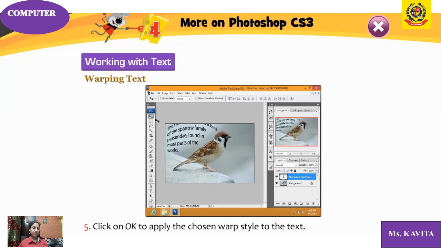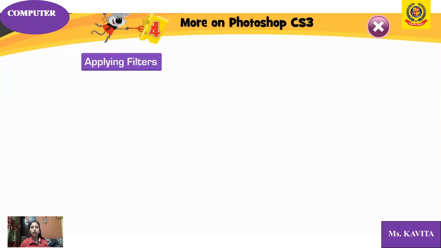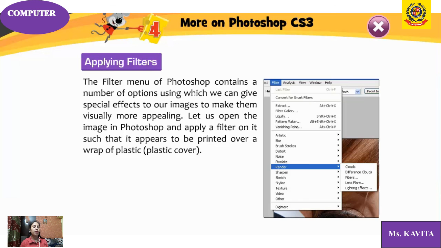Applying filters. How can you apply a filter? The filter menu of Photoshop contains a number of options using which we can give special effects to our images to make them visually more appealing. Let us open the image in Photoshop and apply a filter on it such that it appears to be printed over a wrap of plastic or plastic cover.